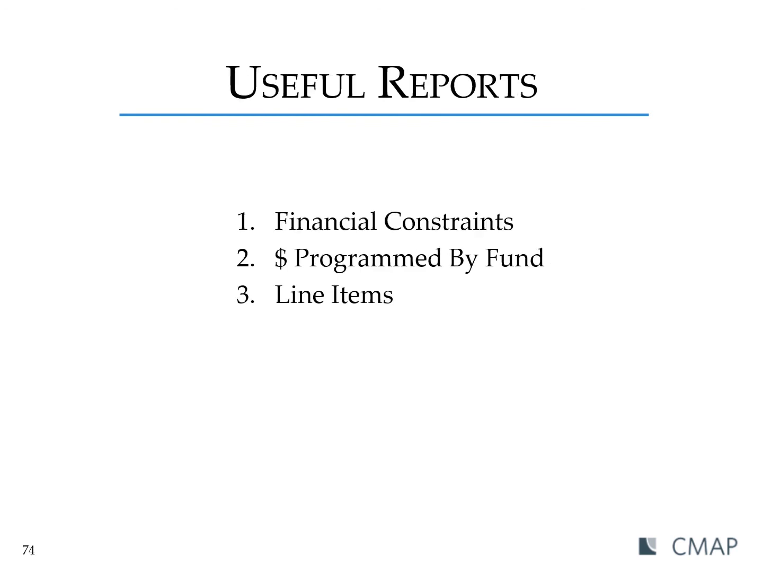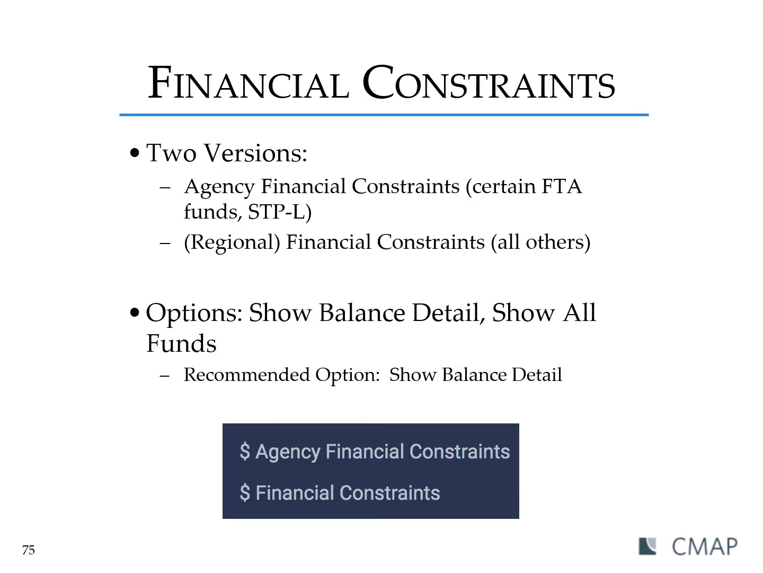So we'll just do a quick overview of these 3 report types: financial constraints, amount programmed by fund, and line items. So financial constraints, these are actually 2 separate reports in the list. There is the agency financial constraints and then financial constraints, which is for the full region.